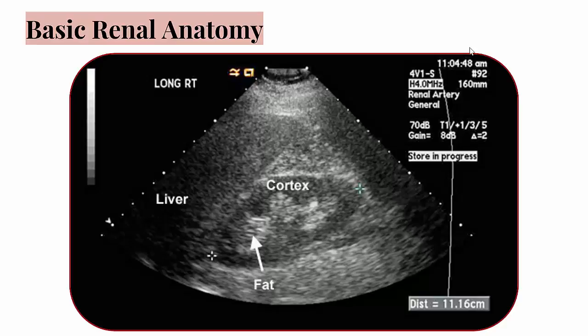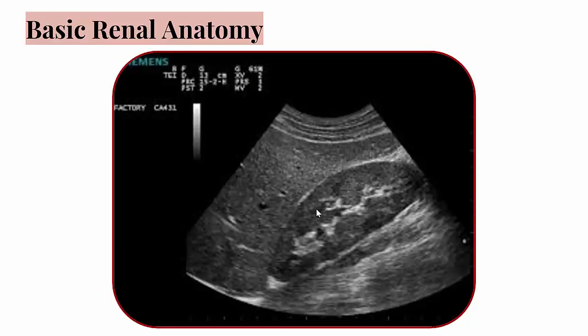You can see we've got this gray cortex here, and then the brighter renal fat here in the center. Notice there's no black anywhere in this kidney. Here's another example of normal kidney. Again, we've got this gray cortex surrounding this renal fat. And that's normal. That's what we want to see.